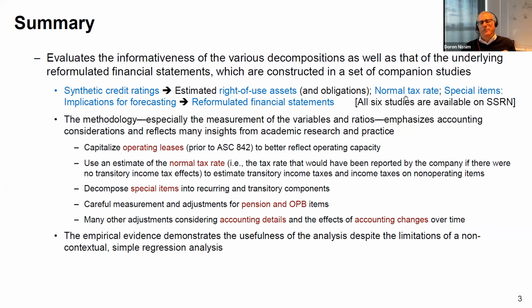I also needed to be able to separate financing and other non-operating activities. So I need to be able to estimate the taxes that relate to those activities, and for this too, I need an estimate of the normal tax rate. Another study looked at the behavior of special items, the different types of special items, which was the basis for the algorithm that I eventually developed to identify transitory items, which I will talk about.